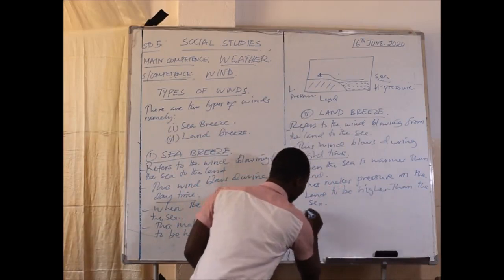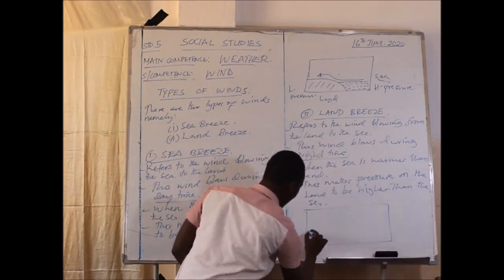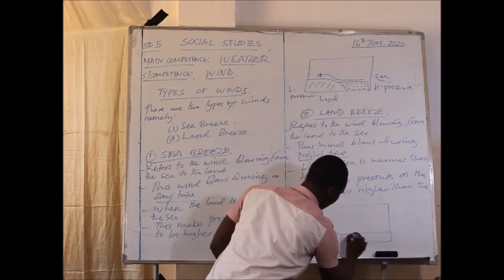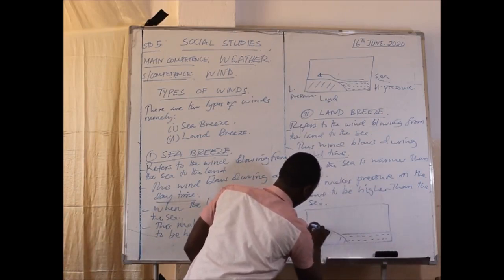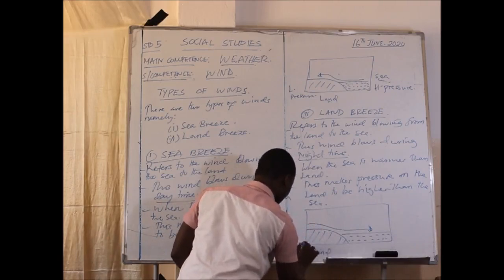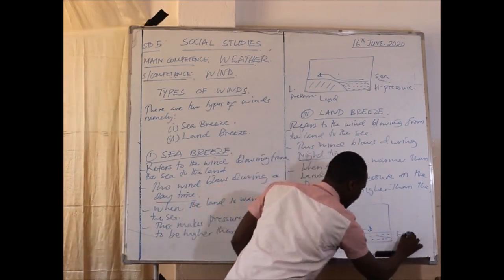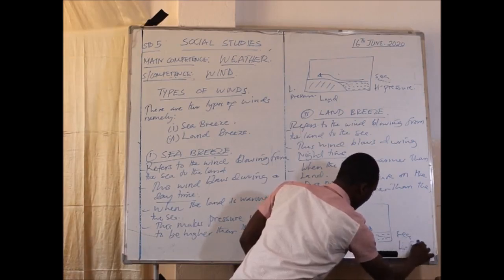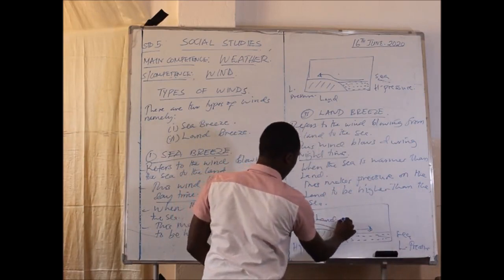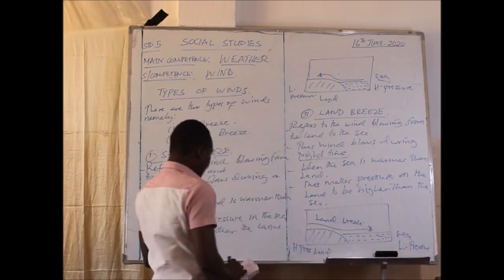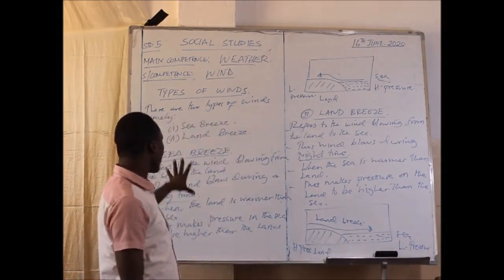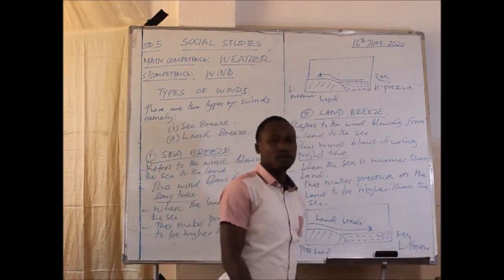So diagrammatically, land breeze can be illustrated as follows. This is land where there is high pressure. This is sea where there is low pressure. Now, according to your level, these are two types of winds that you need to know: sea breeze as well as land breeze.